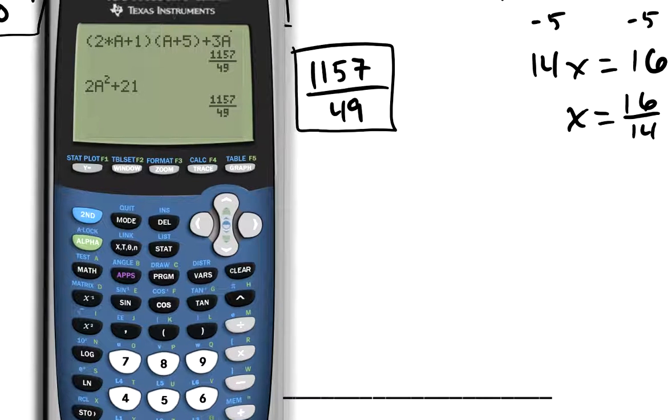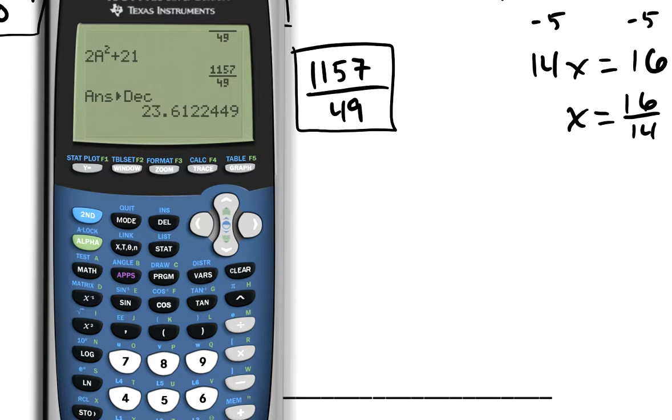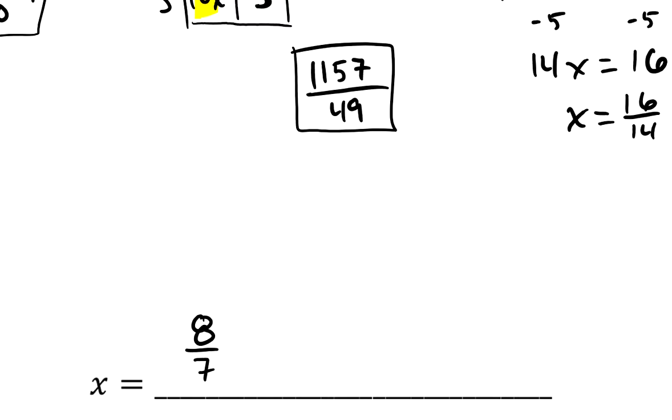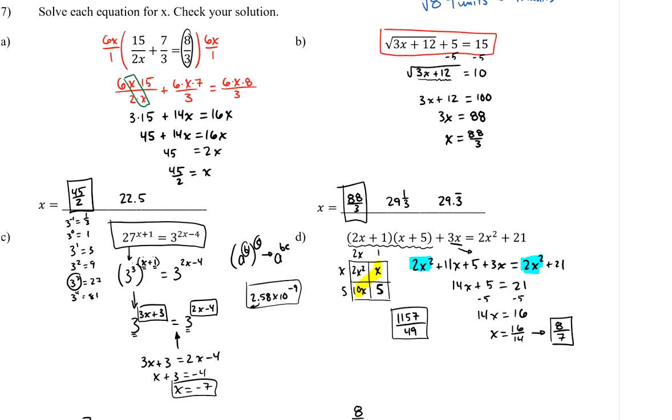1157 over 49. By the way, if you wanted to convert that to a decimal, I think if I hit math, yeah, number 2 is kick it to a decimal, so about 23.6. So that is rather extensive, but that's the end of question 7.